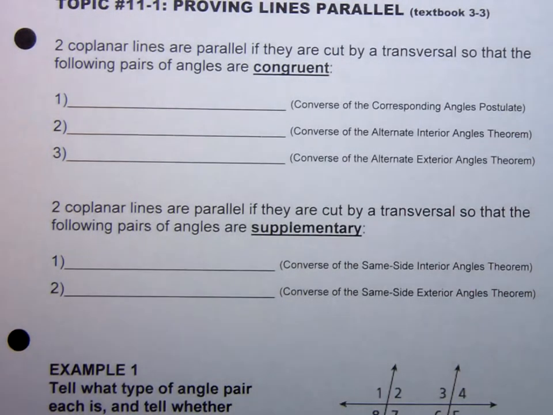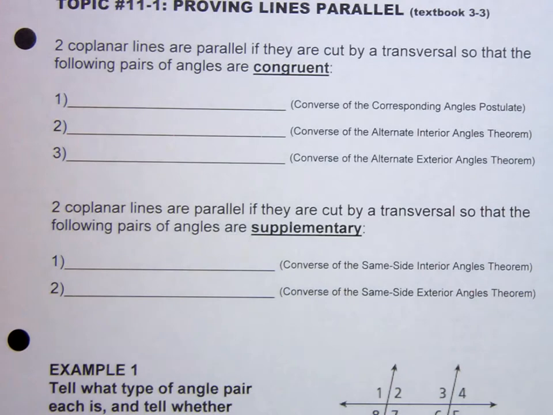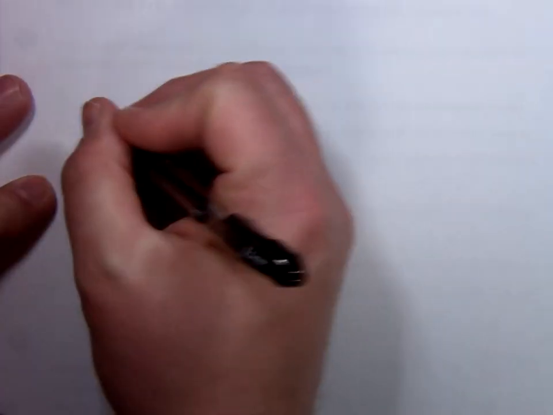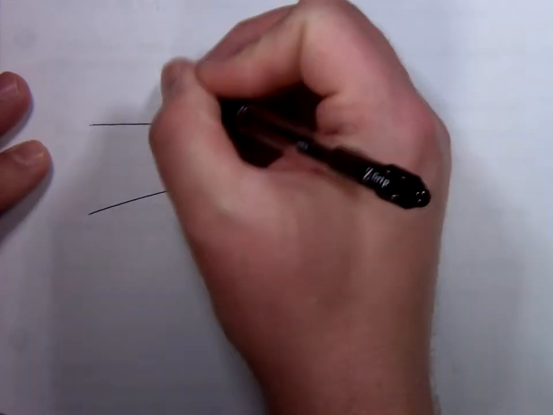Alright, today we're going to talk about proving lines are parallel. I want you to think back to lesson 4.3 where we learned about corresponding angles, alternate interior angles, alternate exterior angles, same side interior, same side exterior, all those angle pair relationships that happen anytime you have two lines cut by a transversal. It creates those angle pair relationships.